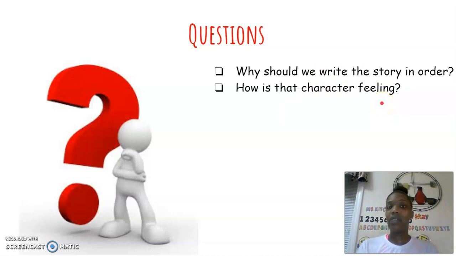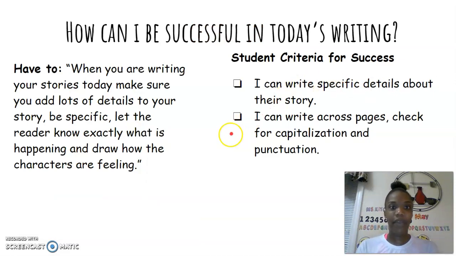How is that character feeling? That's adding details to your character, expressing their emotions. They were happy because they were able to plant an apple tree, or she was super excited because she was able to go down the slide at the playground. Okay, so you need to make sure whoever you're talking about in your writing as a character, they have some feelings, right? Because as readers, we always want to know how people are feeling in the moment that they are experiencing.